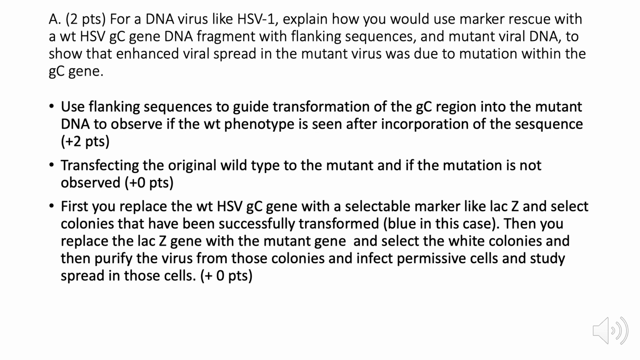And the third answer was, first you replace the wild type HSV-GC gene with a selectable marker like LacZ and select colonies that have been successfully transformed, blue in this case. Then you replace the LacZ gene with the mutant gene and select the white colonies, and then purify the virus from those colonies and infect permissive cells and study spread in those cells.